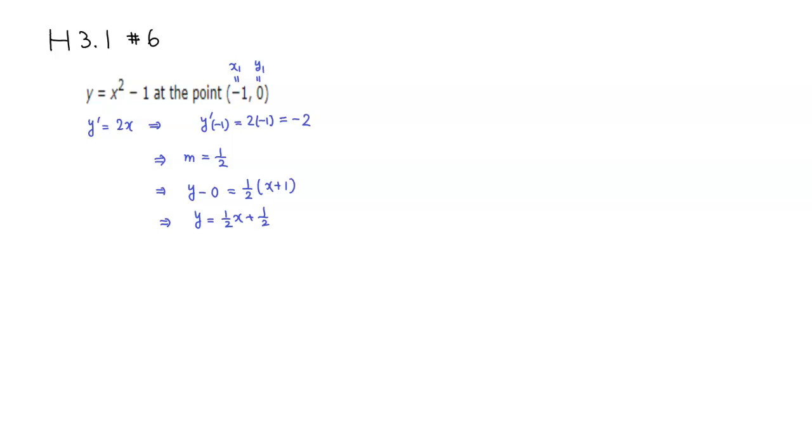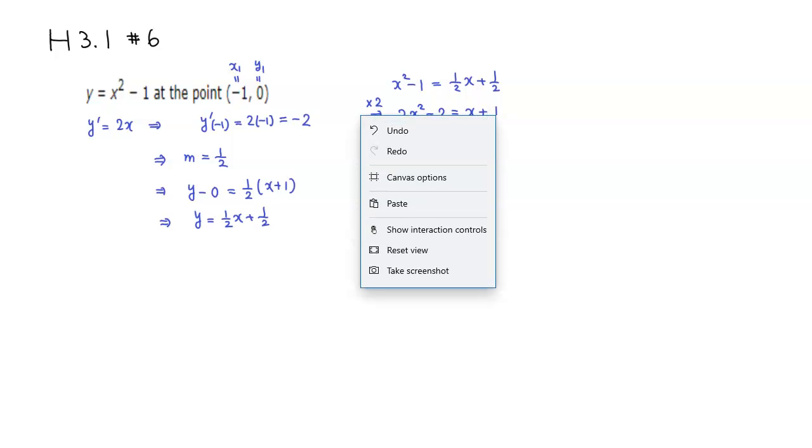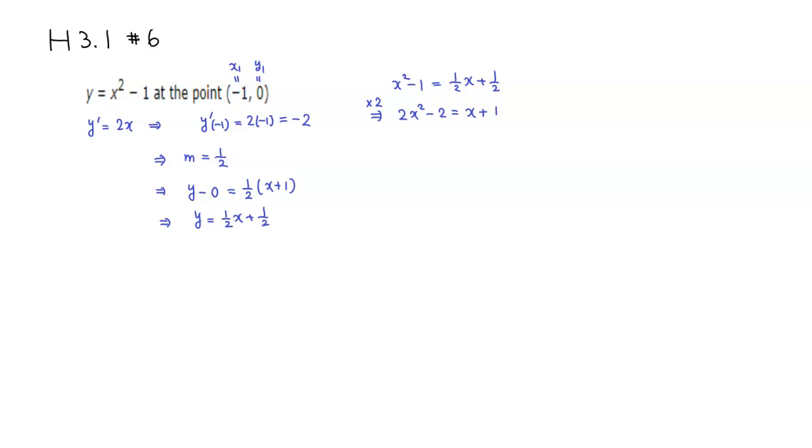Then we want to know where this normal line intersects the parabola a second time. So we can just set them equal to each other. We have x squared minus 1 equal to 1/2 x plus 1/2. I don't want to deal with a fraction, so I'm going to multiply everything by 2. So you get 2x squared minus 2 is equal to x plus 1. Then I'm going to bring everything to the left-hand side, so I'm going to subtract x and subtract 1.